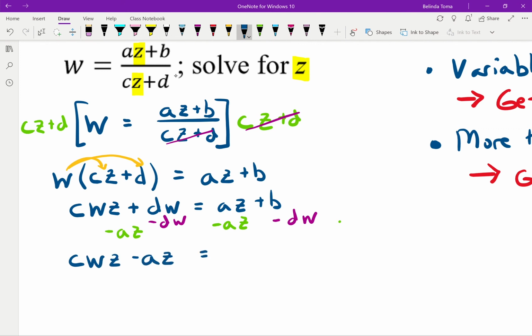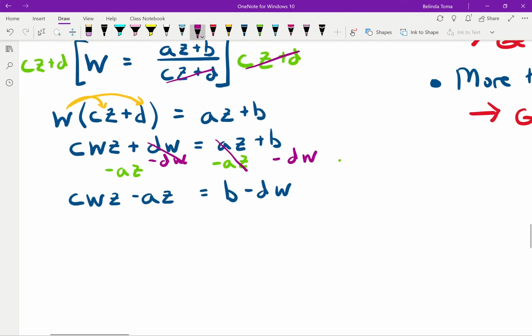And then we've got the AZ cancels, excuse me, B minus DW. So again, just as a reminder, this cancels and this cancels. So we're left with CWZ minus AZ equals B minus DW. So now all of our Z's are on the left. We need to do what I'm going to refer to as undistribute. Later in the year, we'll call this factoring.